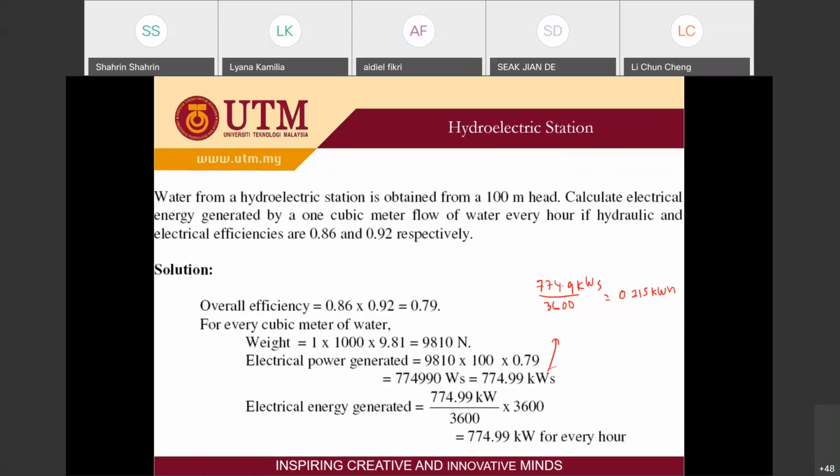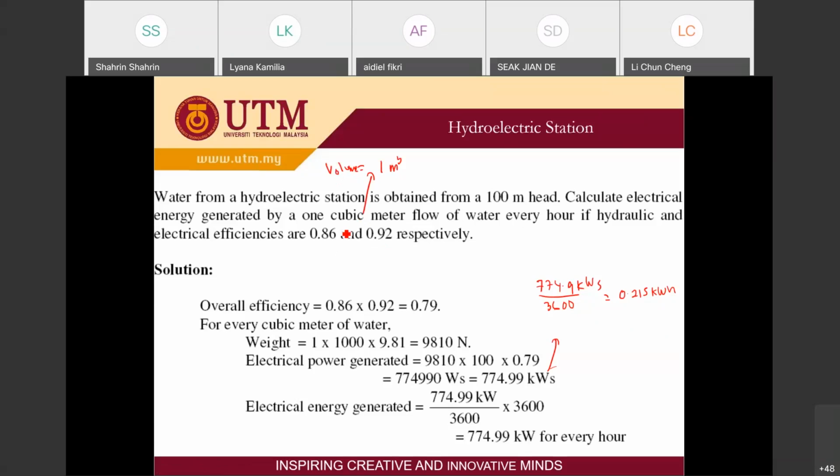Water from a hydroelectric station is obtained from a 100-meter head difference. Calculate the electrical energy generated by 1 cubic meter flow of water every hour, if the hydraulic and electrical efficiencies are 0.86 and 0.92. So 1 cubic meter flow, this is the volume.